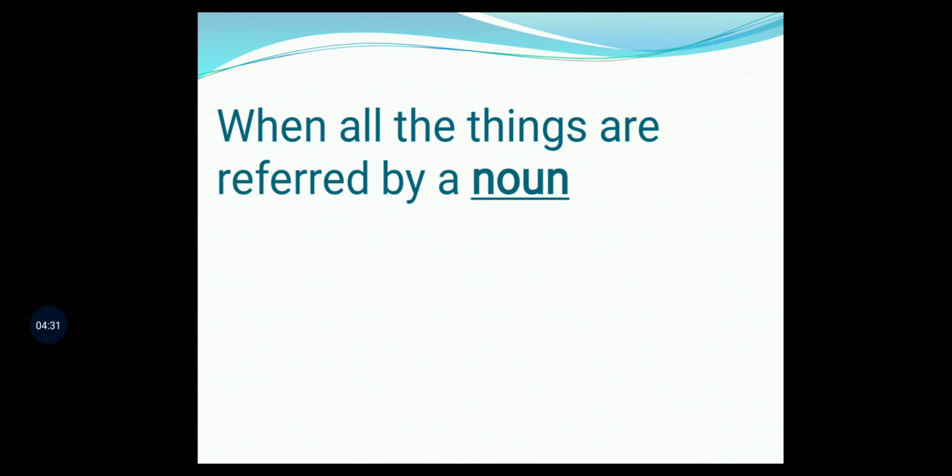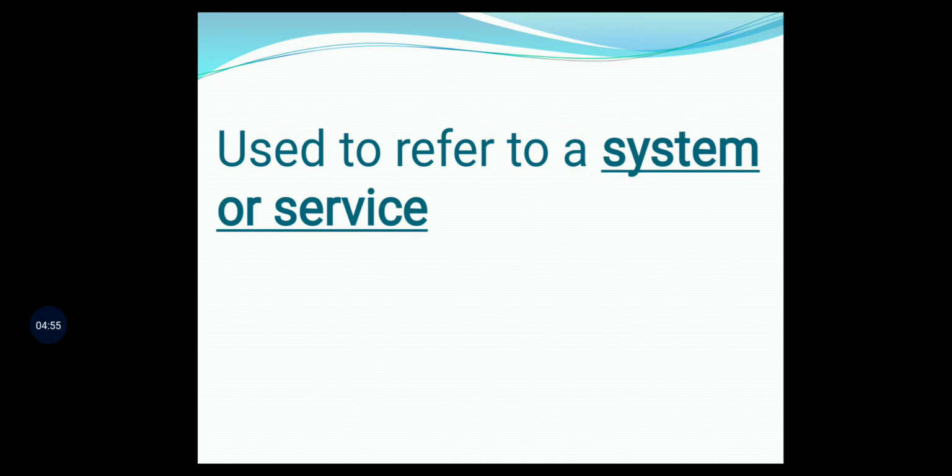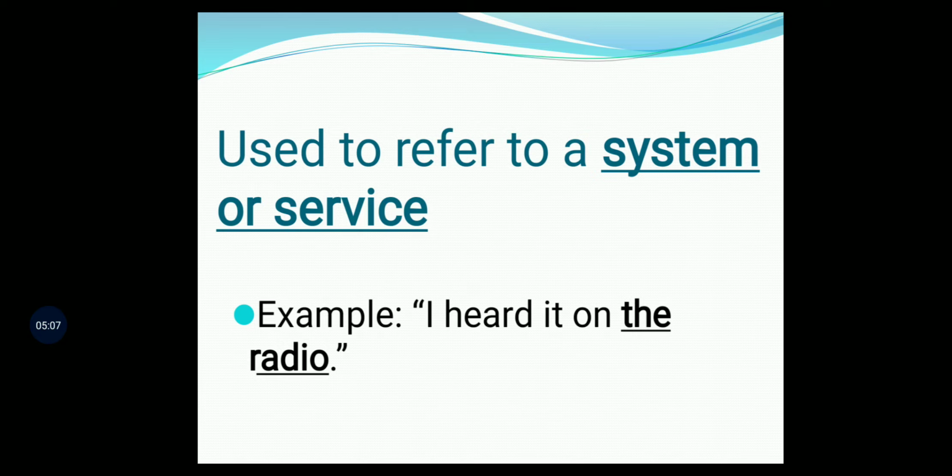Okay, so the next case is when we are referring to a whole class by a singular noun. So when we are using the in such scenarios, for example, we have the kangaroo is found only in Australia. So in this case, we know they're found only here. So the use of the kangaroo is quite justified in this case. Next, we use it to refer to a system or a device or a service, so for instance, the television or the mobile phone, or something specific here again. So for example, I heard it on the radio. So you're talking about the specific thing here, the radio. So again, the use of the is justified.